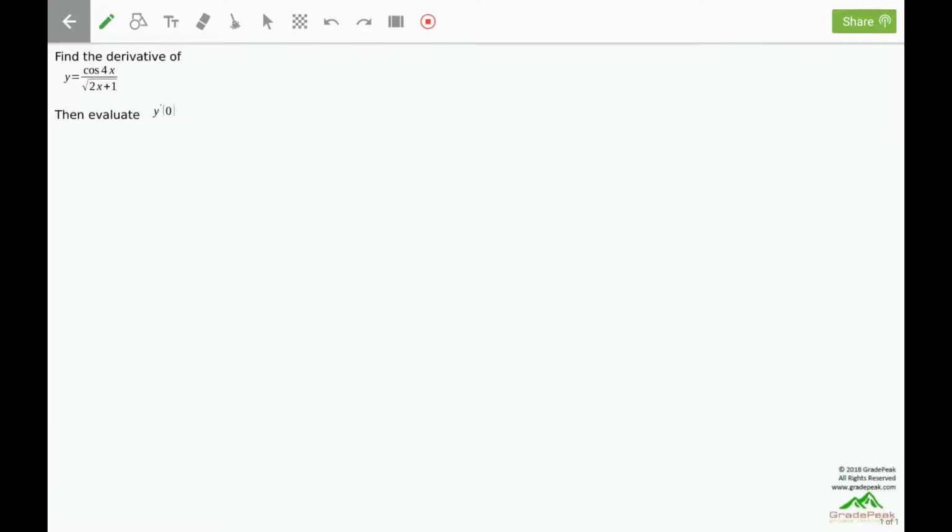Find the derivative of y equals the cosine of 4x divided by the square root of 2x plus 1. Then evaluate y prime of 0. So y here is the quotient of two functions, the cosine of 4x divided by the square root of 2x plus 1. And therefore the derivative will make use of the quotient rule.